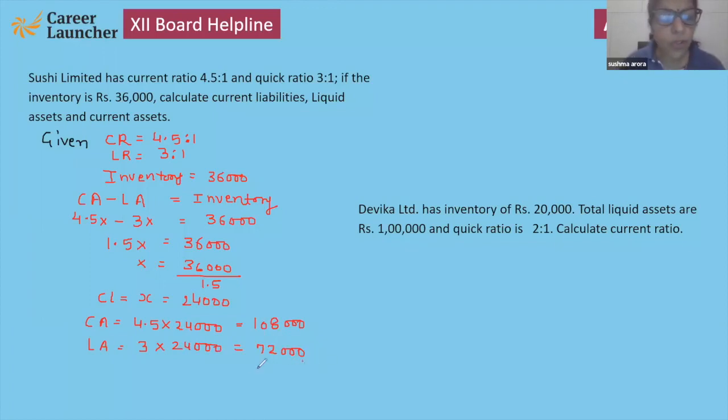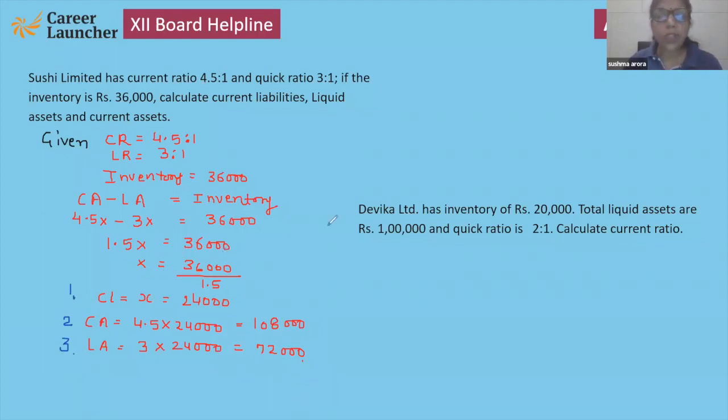Okay, so these three are the answers, and that question may come for 3 marks because they want to know the answer of 3 questions. 1 mark for current liability, 1 for current asset, and 3rd for liquid asset. Okay, so this is the point.